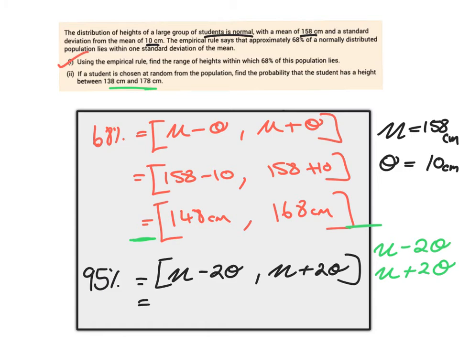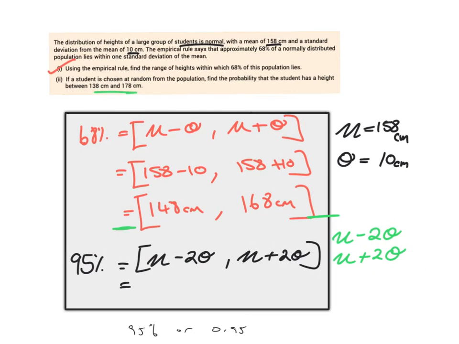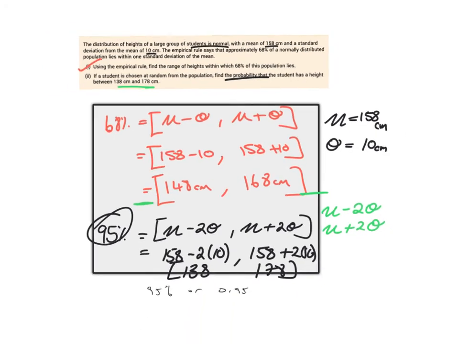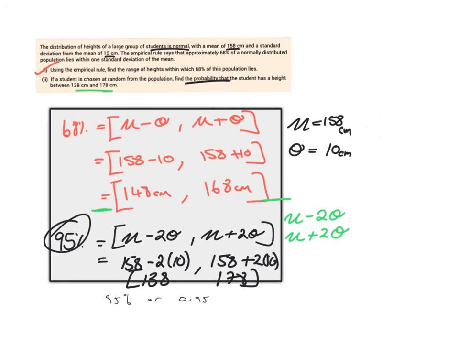Okay, so having done that, let's have a look at what my answers would be. It would be 158 minus 2 times 10 and 158 plus 2 times 10. And my final answers there are going to be 138 and 178, which is what I wanted. So therefore I'm happy to say that the probability would be 95%. You can also write it as a decimal, so 0.95 will work as well.